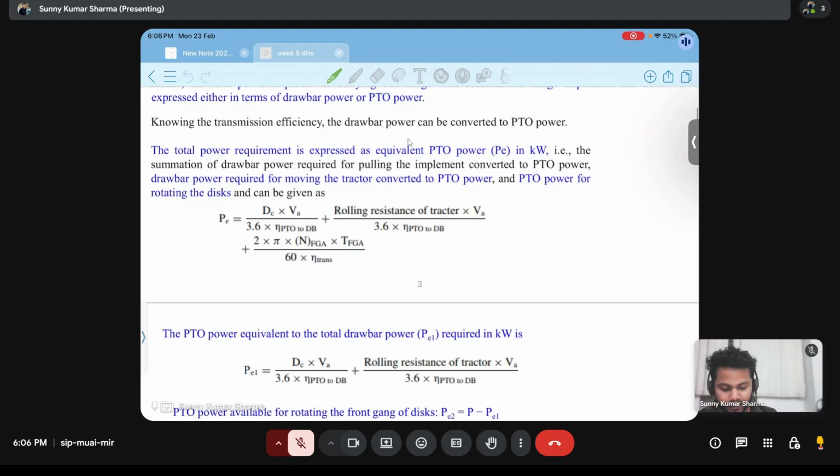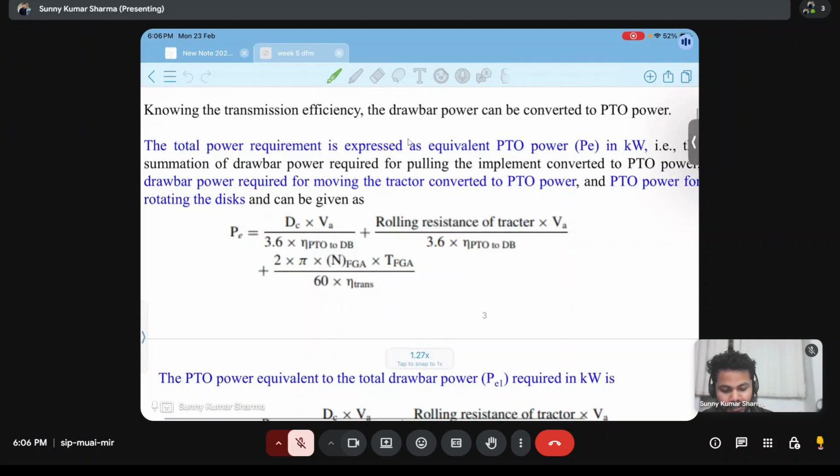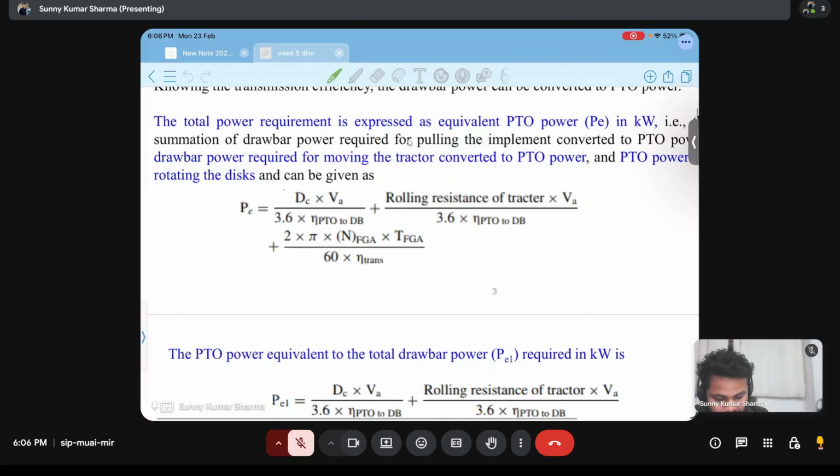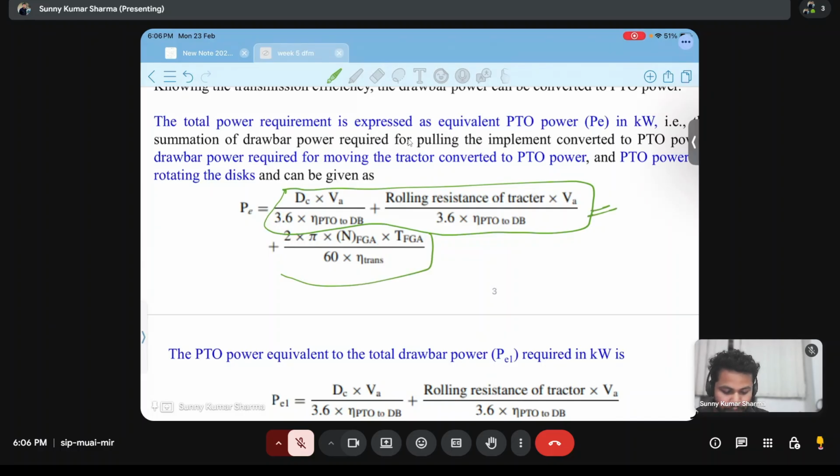So this drawbar power and this PTO power can be combined in terms of equivalent PTO power. Like both terms which you are seeing on the screen, this term will be used for drawbar, and this term 2 pi nT by 60 is for rotating that disk harrow. So both this is from PTO power.